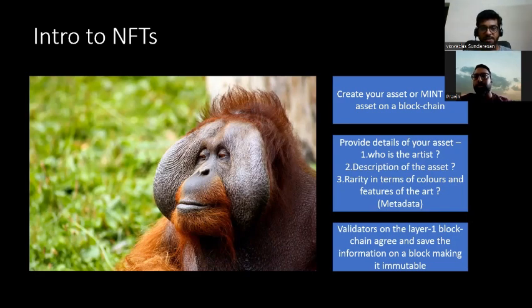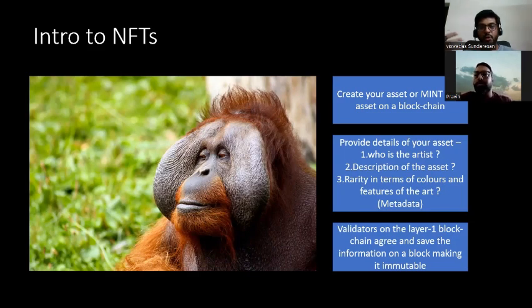Who is the artist? What are the traits of the NFT? Does it have a sunken eye? Does it have a bloated cheek? Does it have thin hair? Does it have brown hair? So it can have rarity, it can have special features that make the art special. It can all be saved as what is called metadata. So the information about the art is called metadata, and it gets stored on the blockchain.